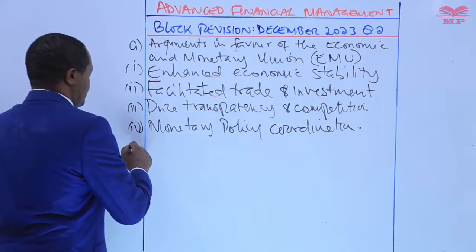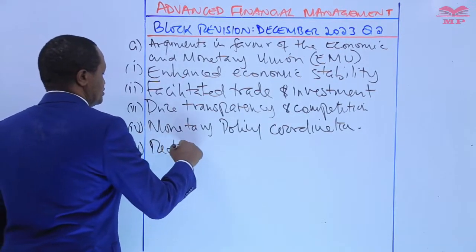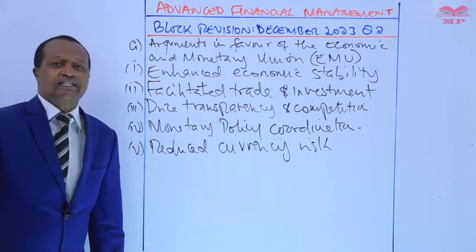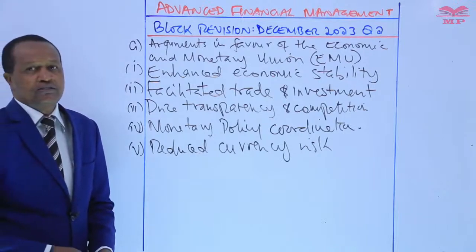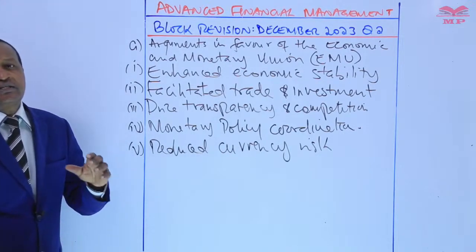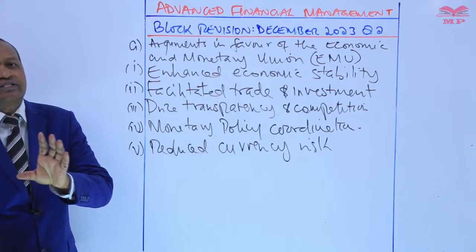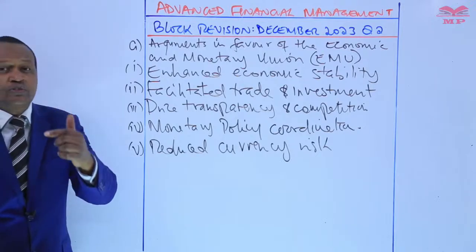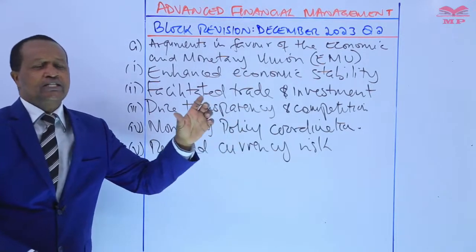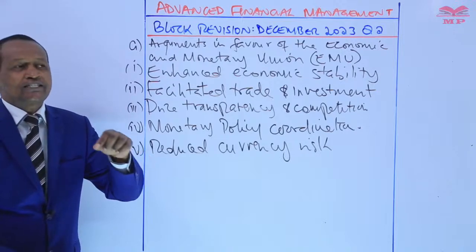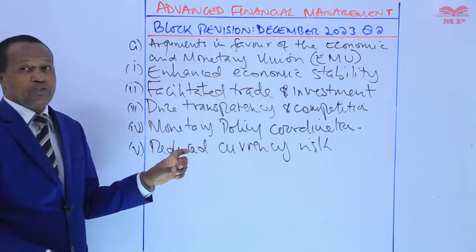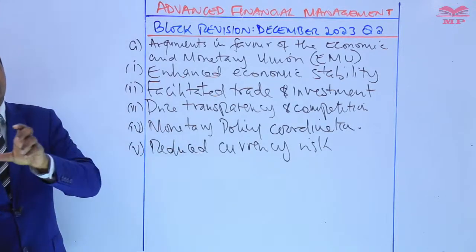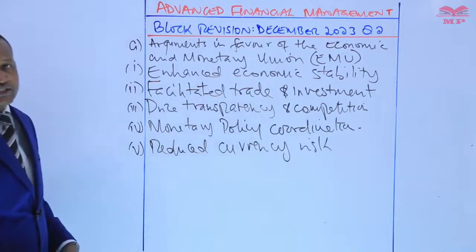Number 5, reduced currency risk. A single currency reduces what we call currency risk. By adopting the euro, member countries eliminate currency risk for businesses and individuals engaged in cross-border transactions within the Eurozone. And that reduces exposure to currency fluctuations, making it easier to plan and conduct business activities across the national borders.